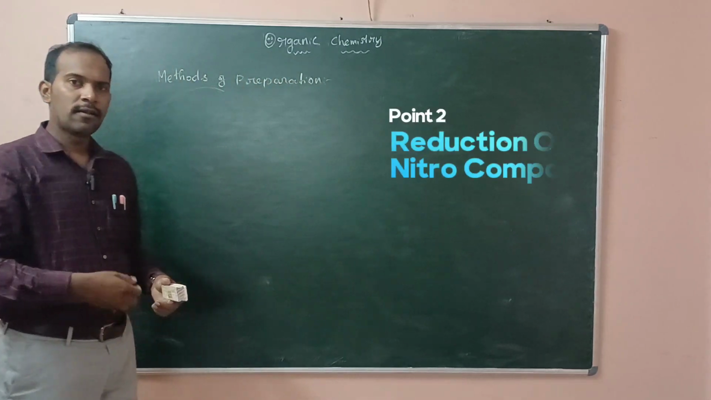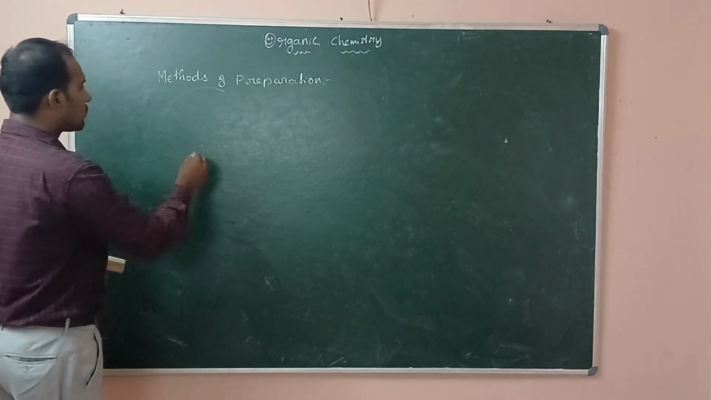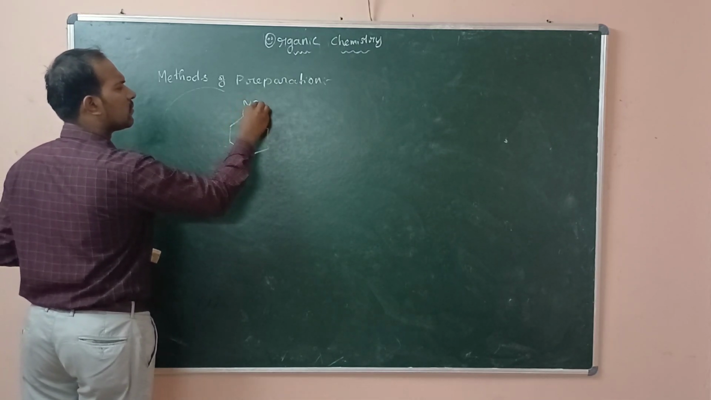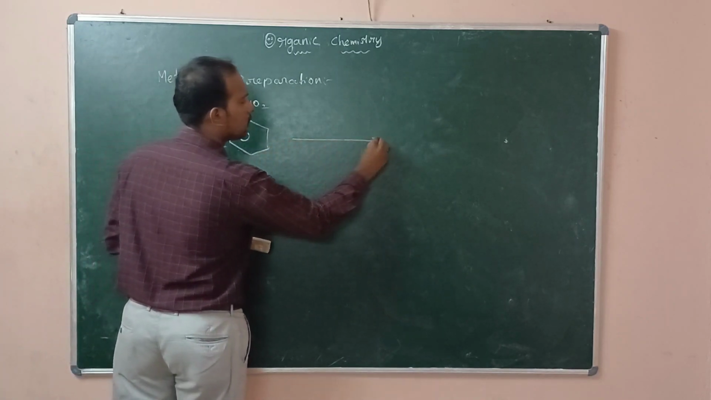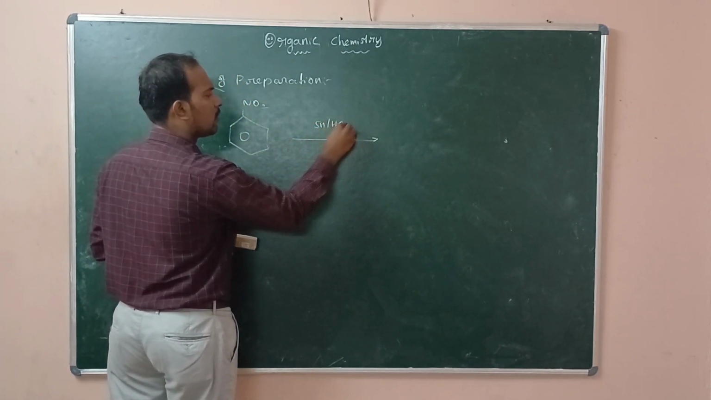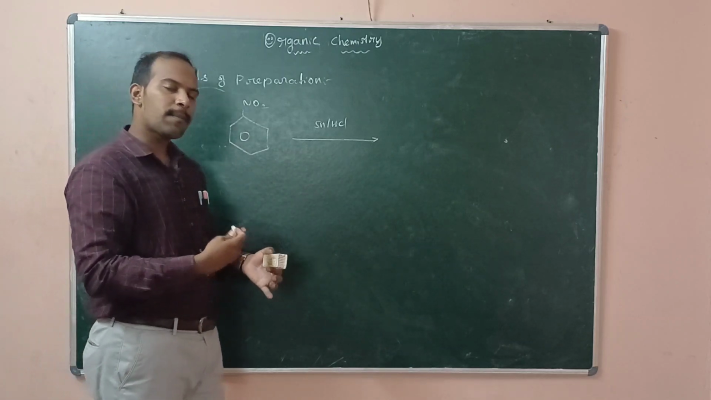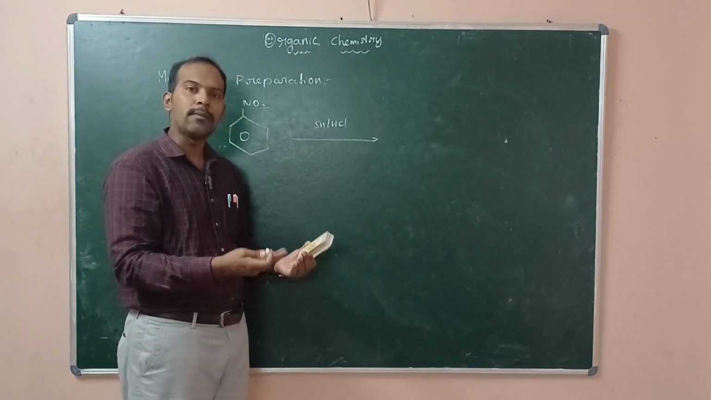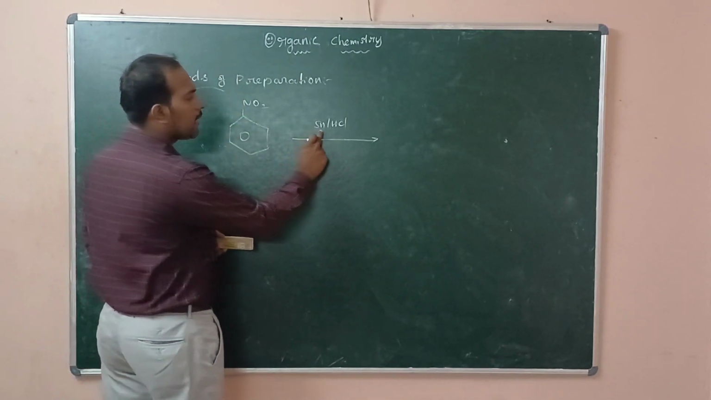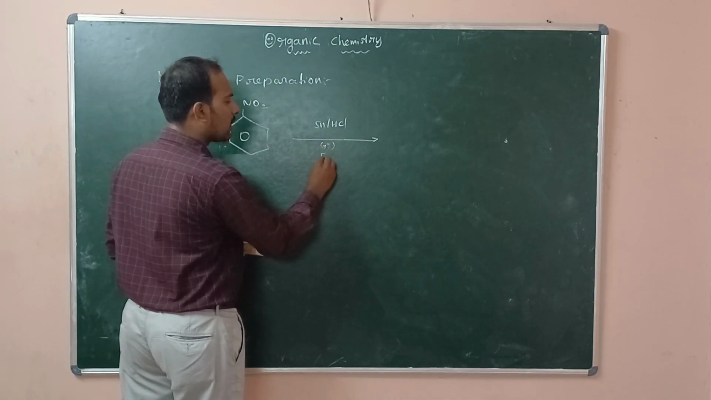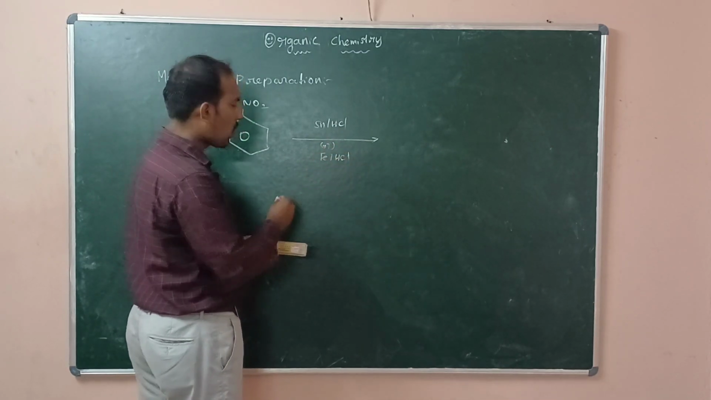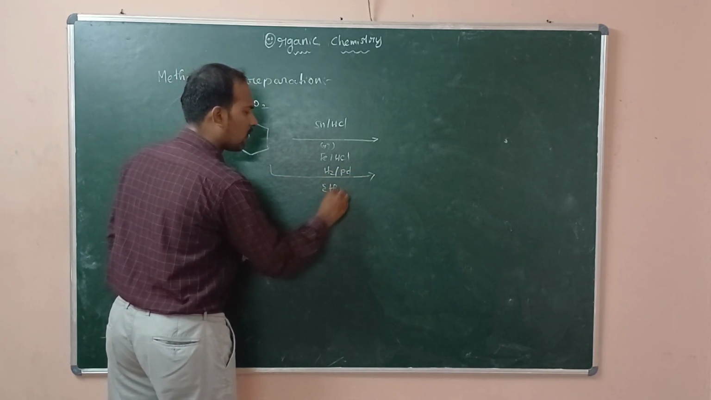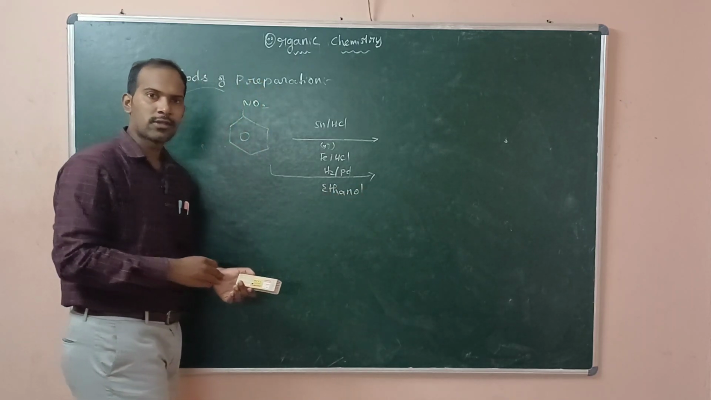Now the first method will start. The first method is reduction of nitro compounds. We can take nitrobenzene and we have to use HCl. These are called reducing agents. What is the purpose of reducing agents? Reduction means addition of hydrogen or removal of oxygen. So we can use iron and HCl, or we can use hydrogen and palladium in the presence of ethanol. Here ethanol is only a solvent.